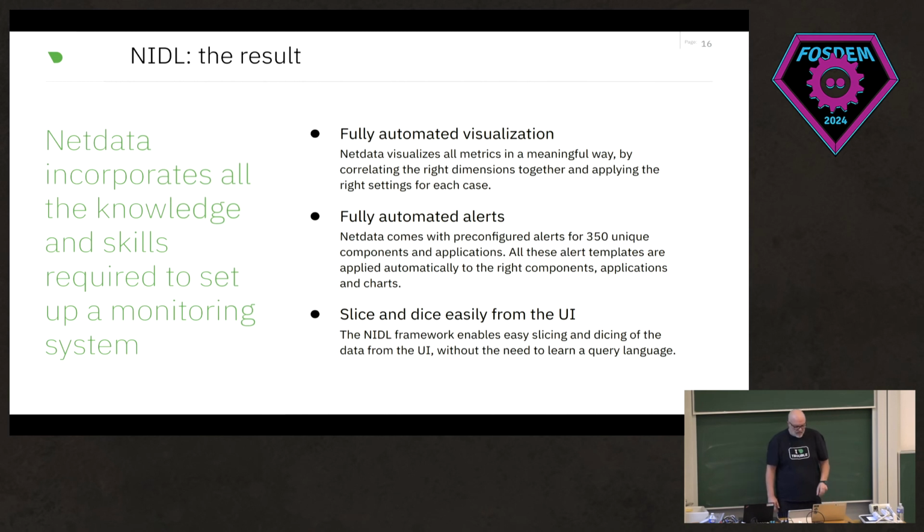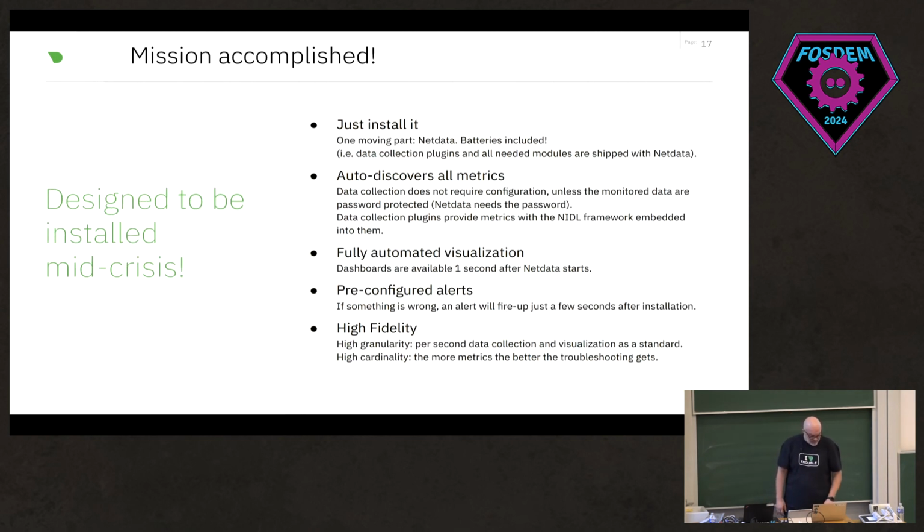So this allowed us to have, as I said, all of this fully automated, and Netdata is the only monitoring tool that you can install mid-crisis. So you have an incident happening now, you don't have observability, you install Netdata, alarms will fire up. The dashboard will be there for you to investigate.